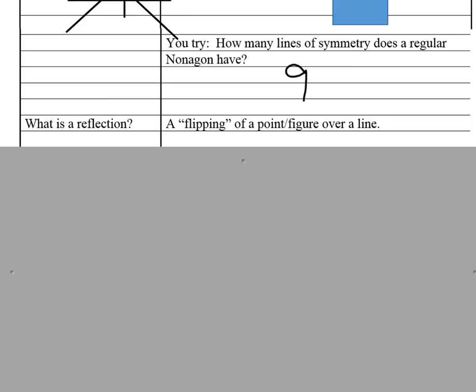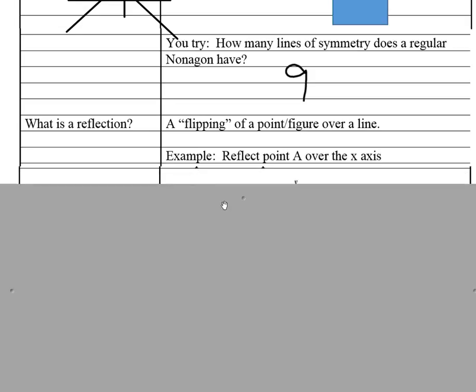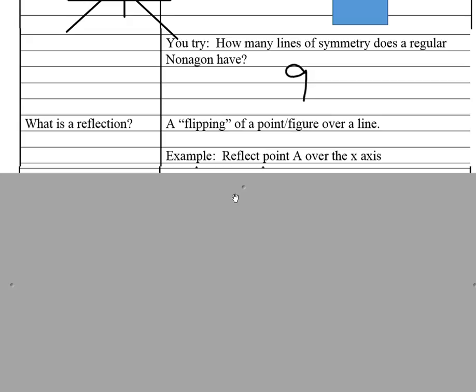Our next transformation that we're going to talk about is a reflection. And a reflection is a flipping of a point or figure over a line. You'll be told what that line is, and when you reflect a point or an image over the line, it has to be equidistant from its original point from the line. So for example, we're going to reflect point A over the line of the x-axis.